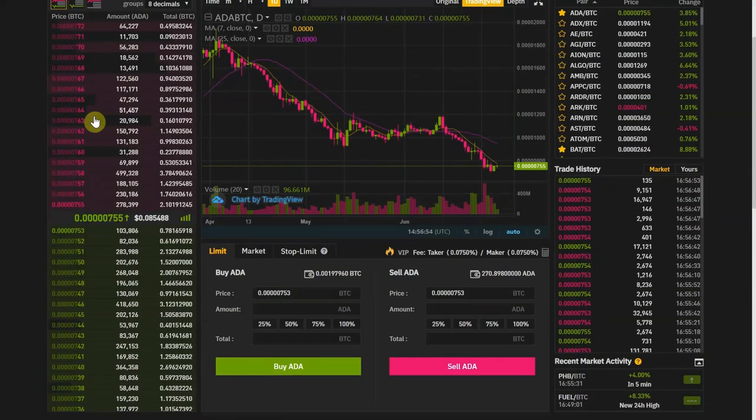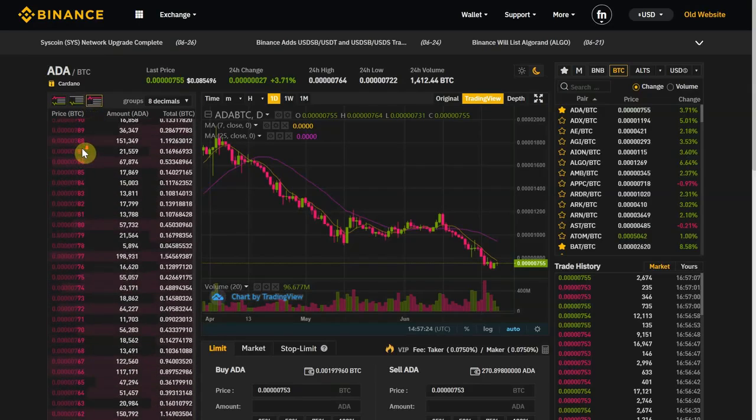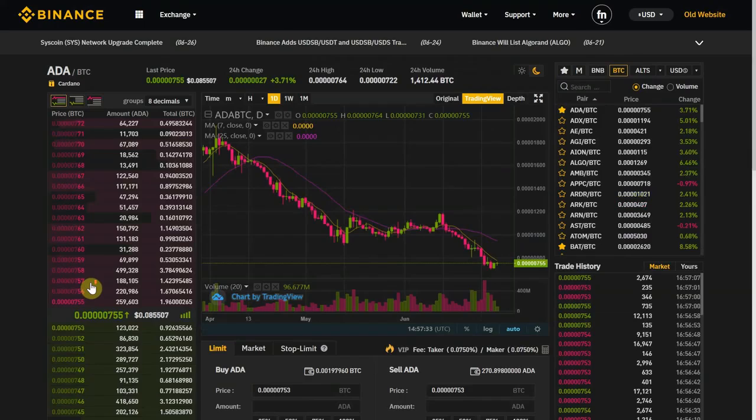So the guys in the red are the guys that want to sell, in this case Cardano. They want to sell Cardano at this price and these amounts, which are worth this amount of BTC. So these guys want to sell, and the lowest price that they're willing to sell is 755. The order book continues. You can expand all the orders, and you can see only the buyers or the sellers. I like to use it like this.